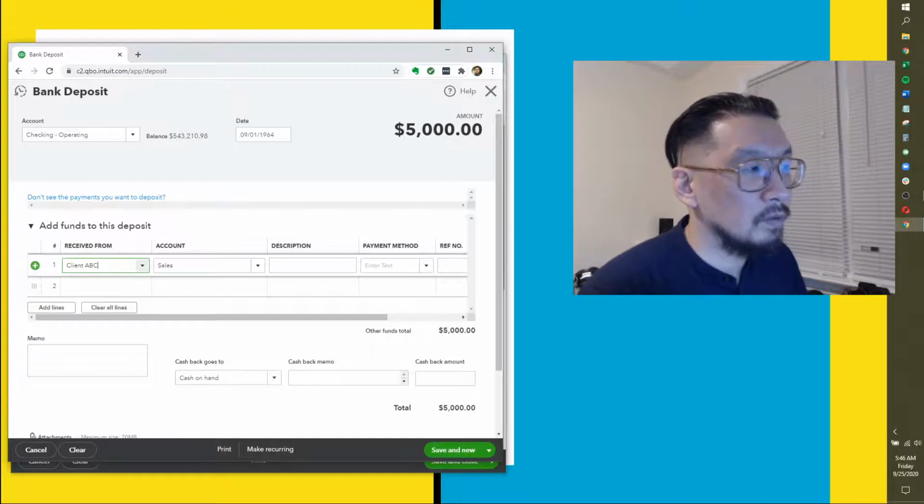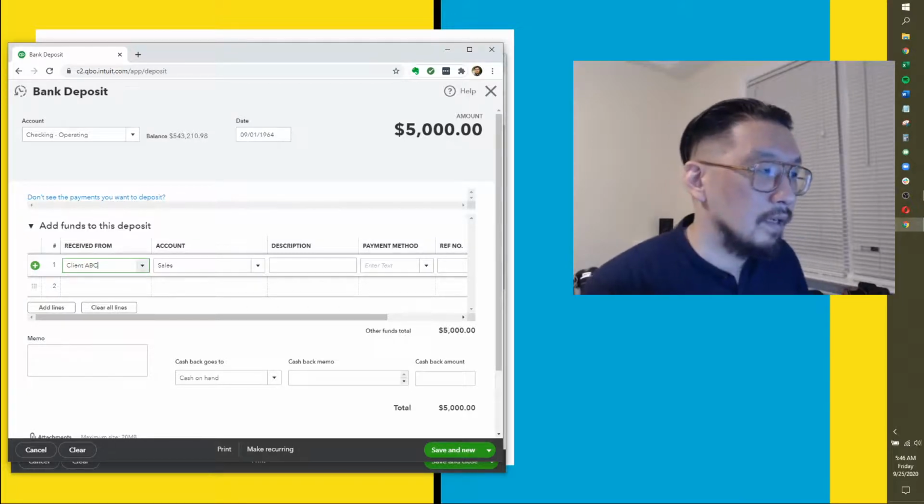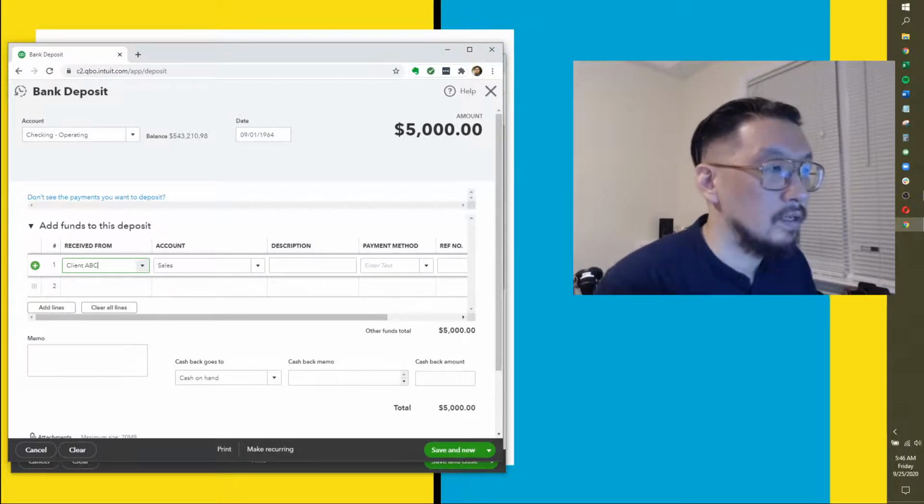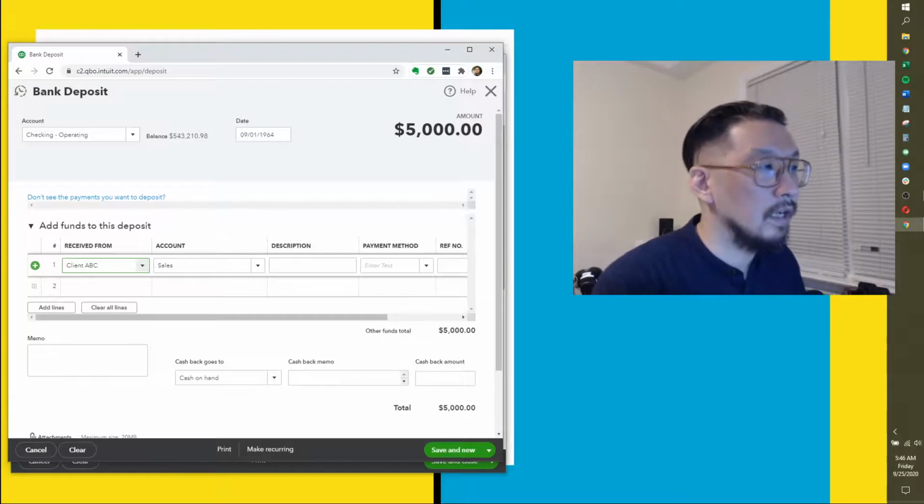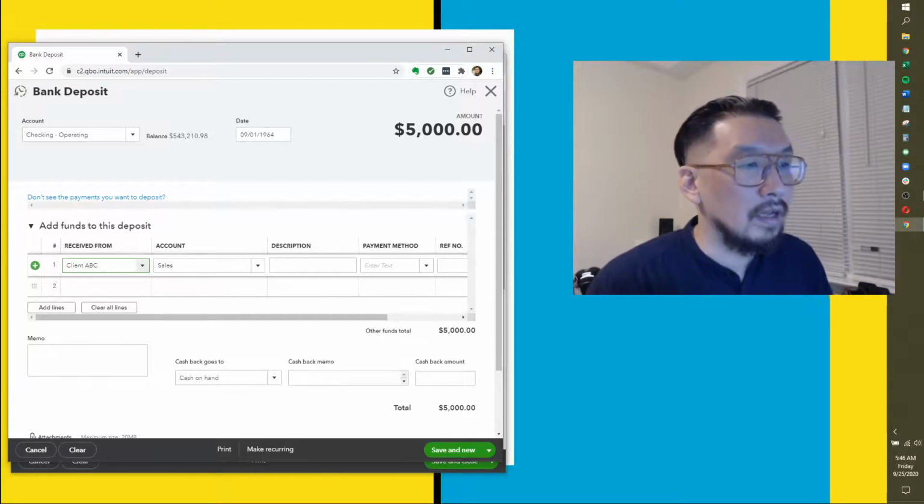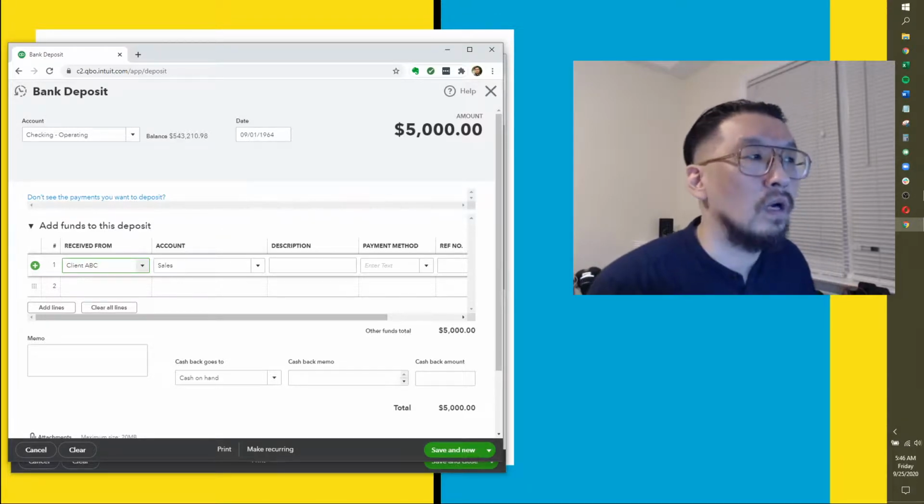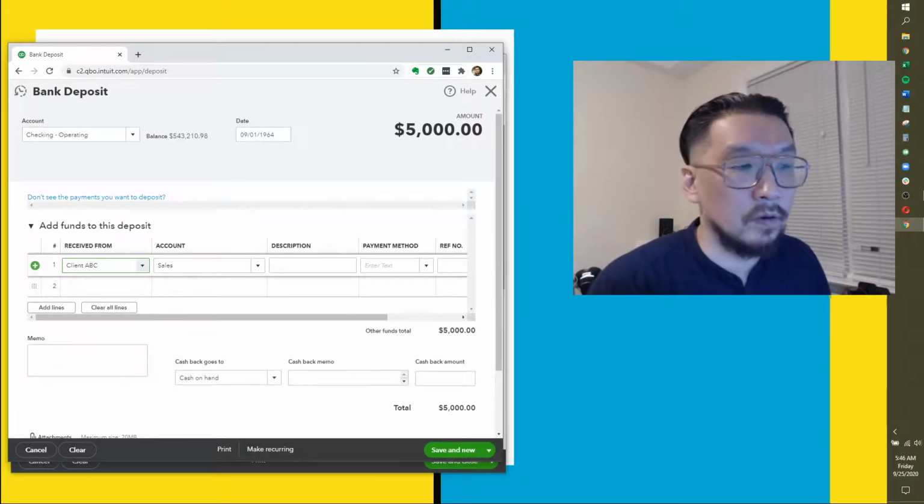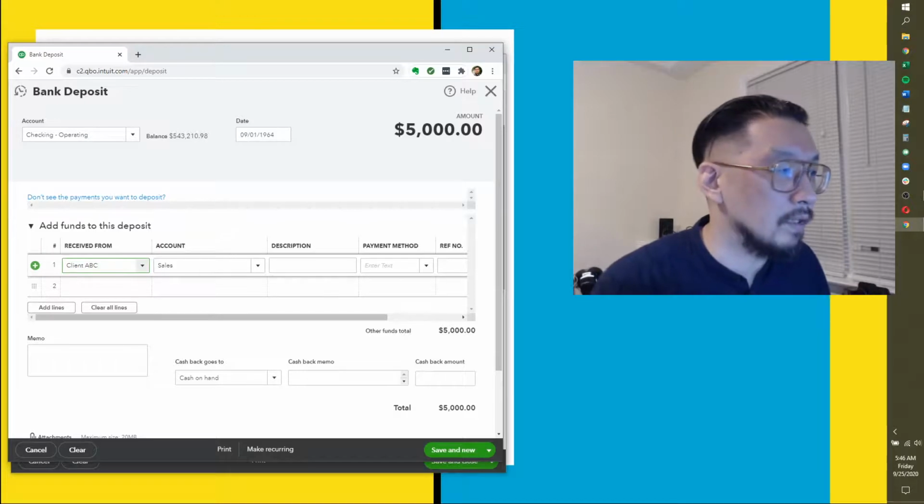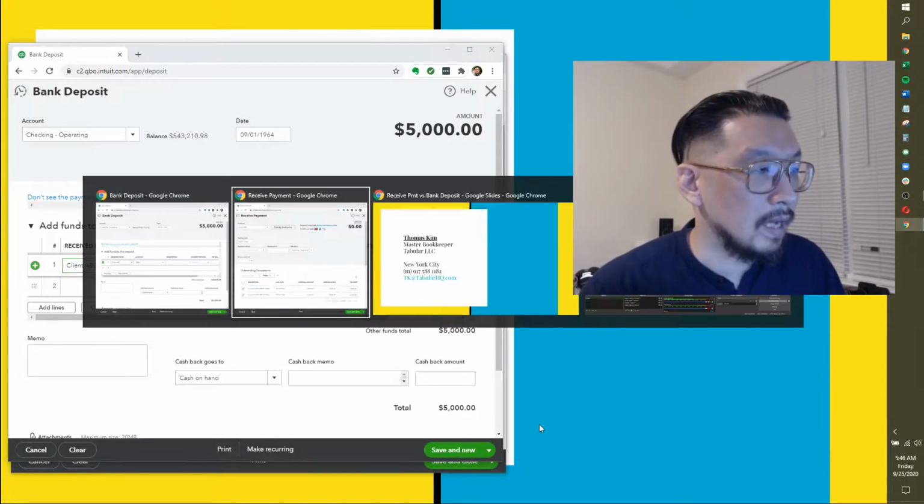So in the bank deposit screen, they're hitting up the client, they're hitting up the sales account, they're hitting up the amount, the date, that's going to the right bank account. It's like they got 4 out of 5 things correct, but the one thing they got wrong was the entire transaction. So of course, it's not going to be right if you're using bank deposit in this capacity.